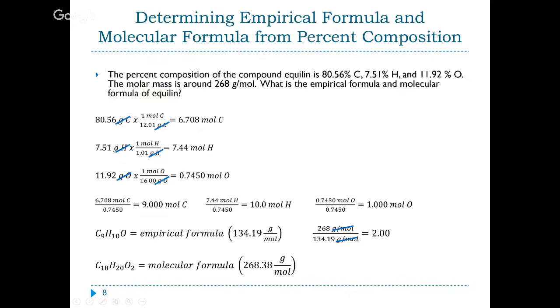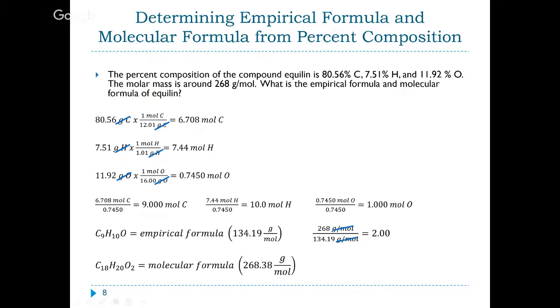So you will always have one of your values come out exactly equal to 1 because you're choosing one of those numbers that will be then divided into itself. So now I take my numbers and I turn them into subscripts. So I have C9, H10, O. This is my empirical formula, simplest whole number ratios. I can calculate what is the empirical formula mass for this particular substance.